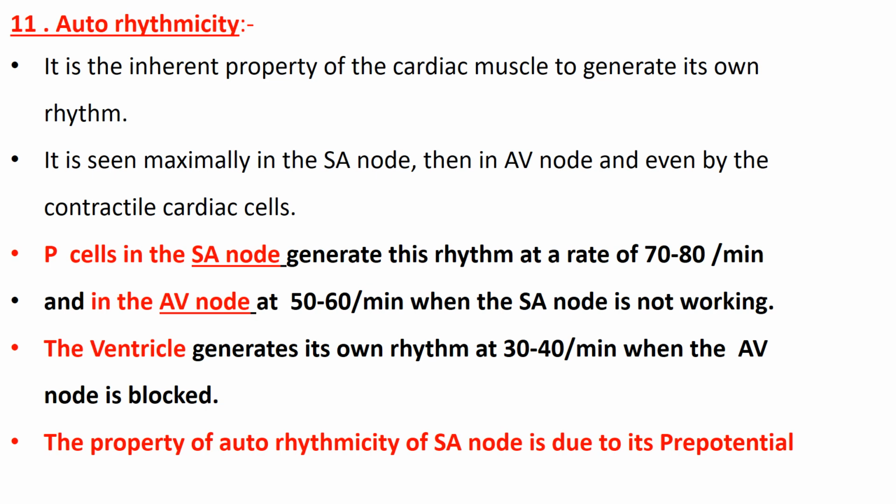Now we need to study this property of autorhythmicity of SA node or AV node or even the ventricular muscle in detail. At least this red line in the last of the slide, the property of autorhythmicity of SA node is due to its prepotential. This line you should remember because we make MCQs and even SCQs on the basis of this statement.